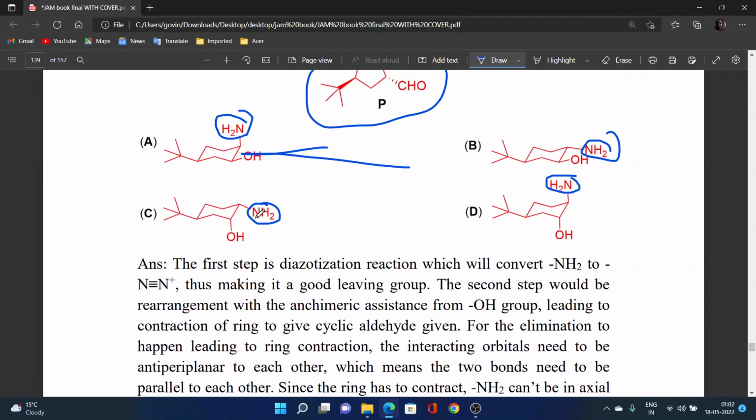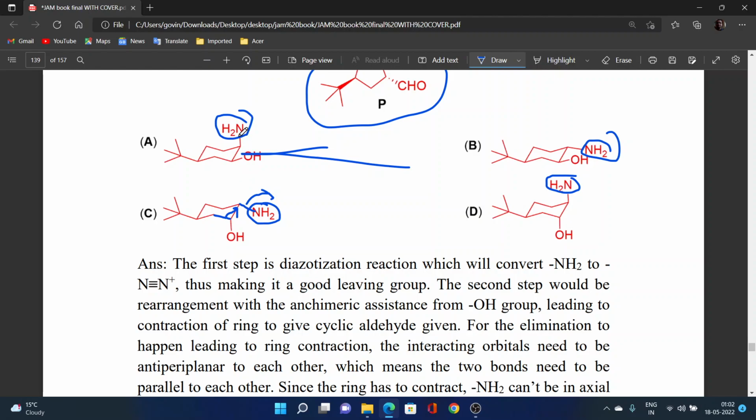Once this becomes N2+ Cl-, if it has to leave and the rearrangement occurs, then the bond which moves should be anti-periplanar to each other. That means this bond has to be parallel with the alkyl group which is moving. You see this bond is down, in the equatorial position. So here rearrangement can occur, this can go and attack here.